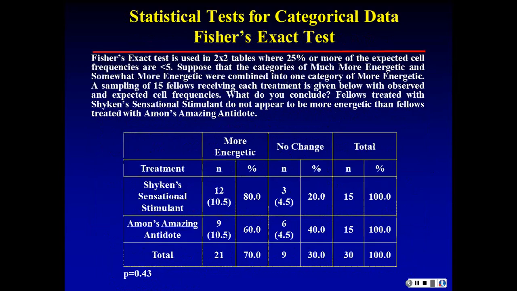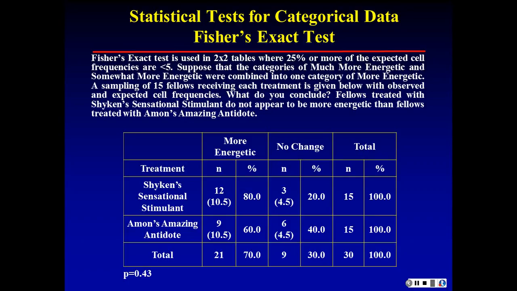All right. Another categorical data test that is very familiar to all of you, I'm sure, is Fisher's exact test. This is used in 2x2 tables where 25% or more of the expected cell frequencies are less than 5. Now suppose if we continue with our example, the much more energetic column and somewhat more energetic column were grouped in terms of you just feel more energetic, yes or no, and then compared with no change. And then instead of 45 in each group, suppose we just took a random sample of 15 fellows from each group, and then we have a 2x2 table with these observed cell frequencies.